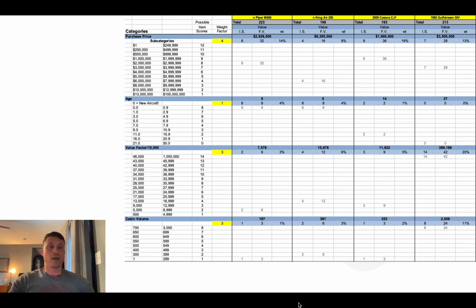From this, it looks like the CJ1 is the better option with the highest value factor of 36 and being the cheapest of all 4. The Piper M600 came in second with a value factor of 32, with a purchase price of almost $3 million. We can see the benefit of the Citation. Although the King Air and Gulfstream have the lowest scores, they came out on top in the cabin volume category. So, next slide.